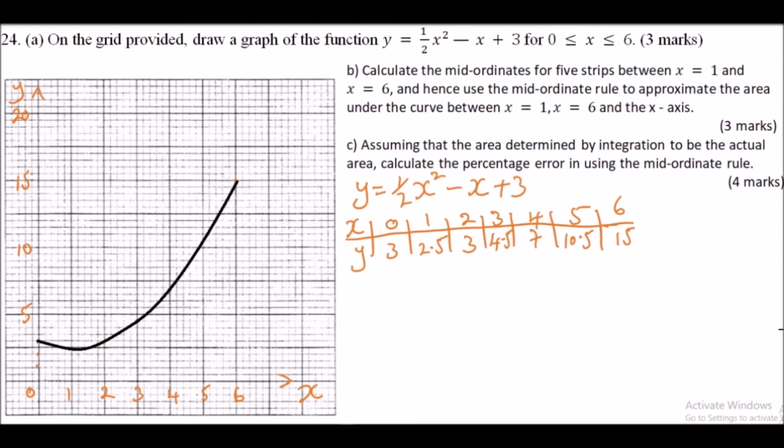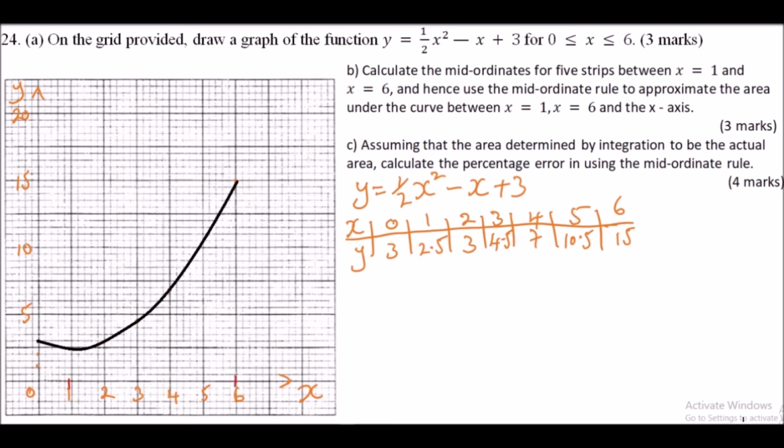So part B, you are to calculate the midpoints for 5 strips, x equals 1 and x equals 6, and hence use the mid-ordinate rule to approximate the area under the curve between x equals 1, x equals 6, and the x-axis. So for the mid-ordinates, what we do is we read the points from the graph, from 1 to 6.